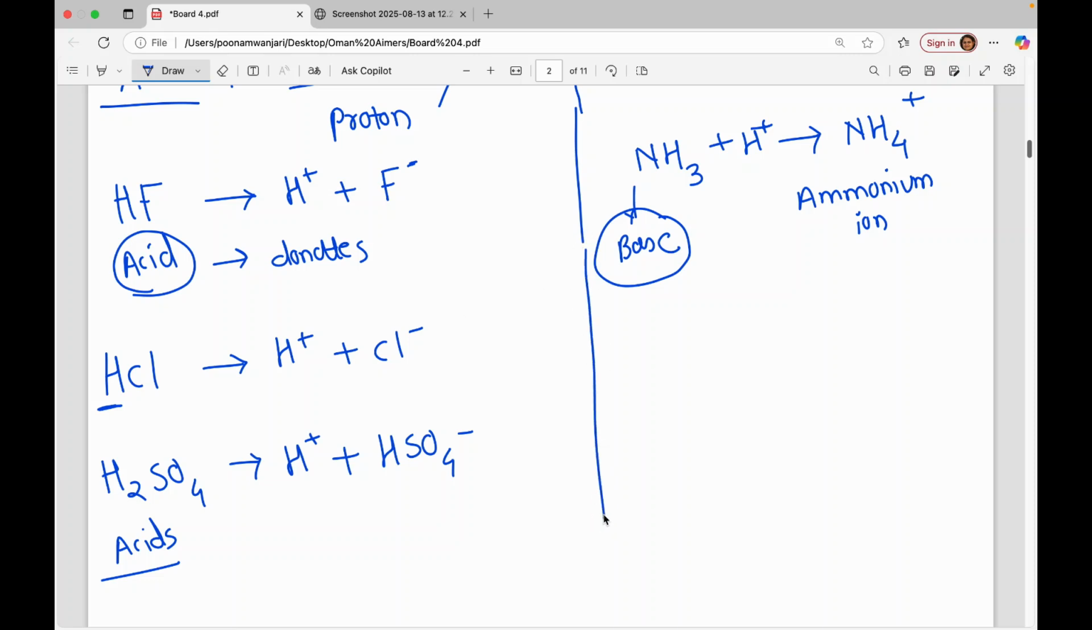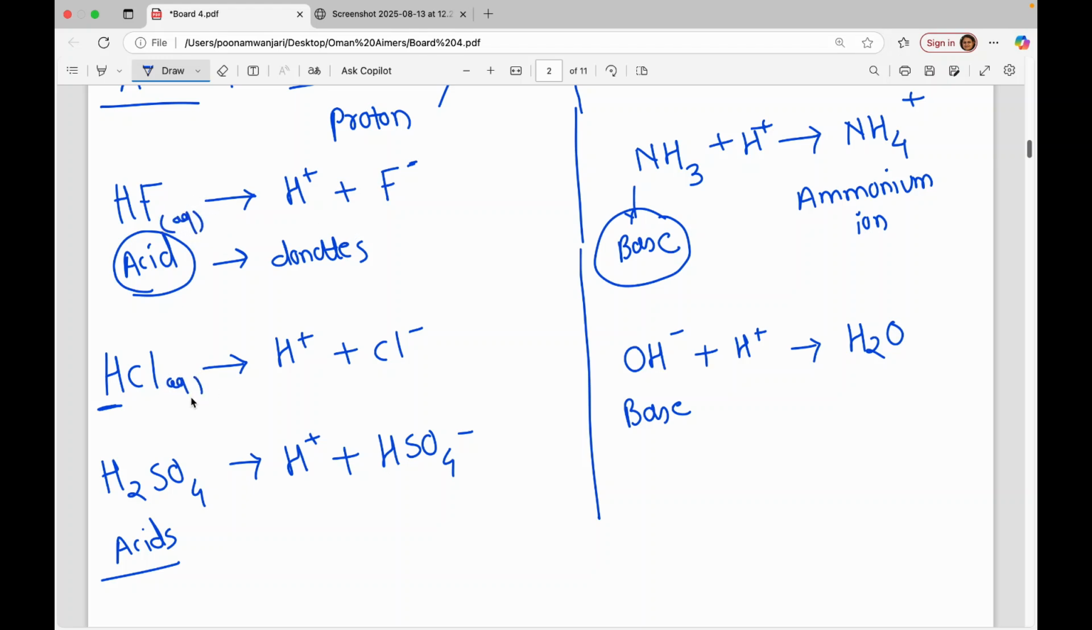At the same time, we can take one more example, the hydroxide ion. The hydroxide ion behaves like a base because it is able to take H+. It gains that H+ and forms a water molecule. And mainly you need to consider that this should be in the aqueous state.